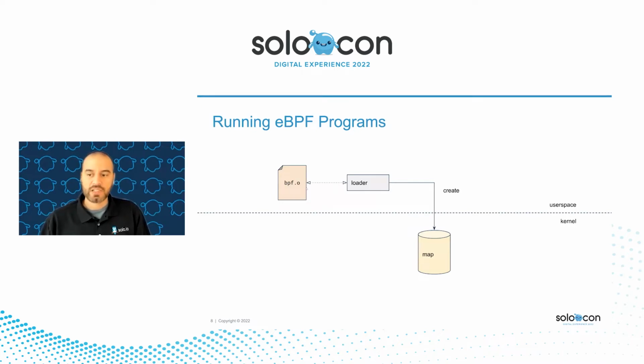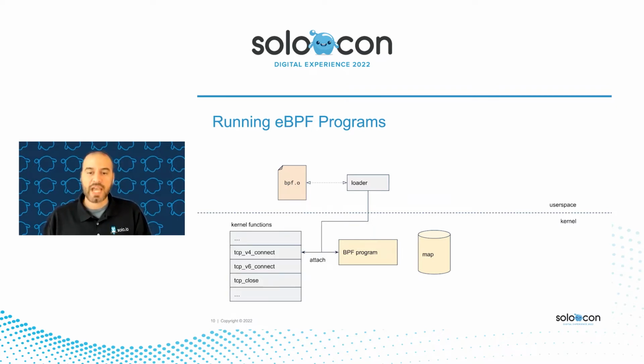BPF object file, it contains all the data that you need to, for example, create maps, which is the data structure that eBPF uses where your programs can write data, which can then be retrieved later by, say, your user space component. So you'll create maps. Your loader will create maps based off the definitions in that file. You'll also actually load the programs themselves into the kernel. And then you have to attach it, right?